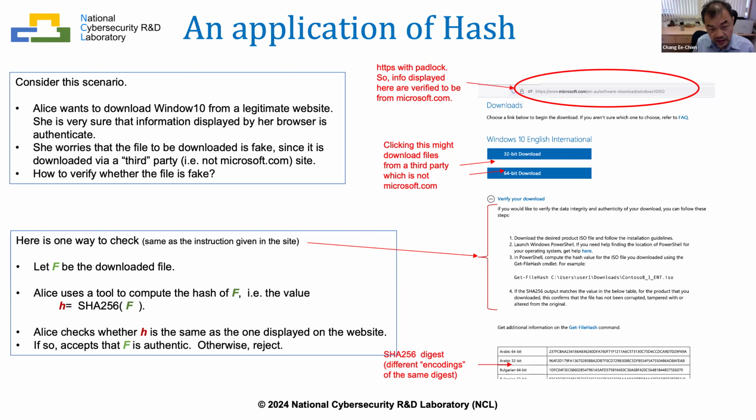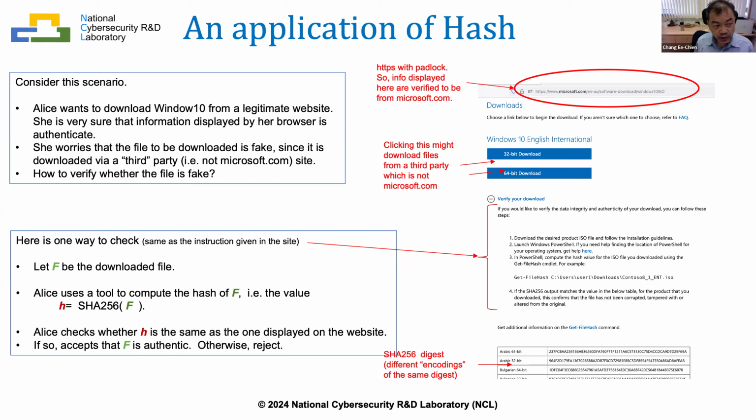When Alice clicks on this, a large file is being downloaded. This file quite often is stored in a third party, for example, it's not from Microsoft, it's from another party. The secure website ensures that the link to the third party is secure, but the connection to the third party may not be.